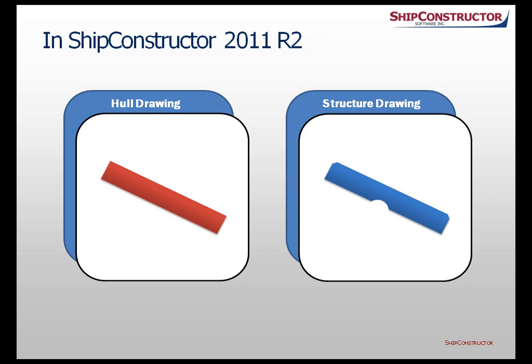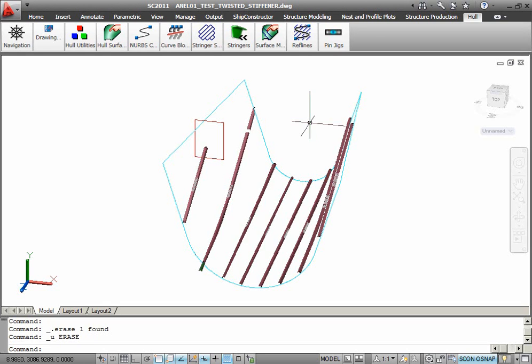In the new version of ShipConstructor, I don't need to delete existing twisted stiffeners from the structure model drawing. All I need to do is just go into the hull model drawing and update modified stringers from there. Let me show how it's done.